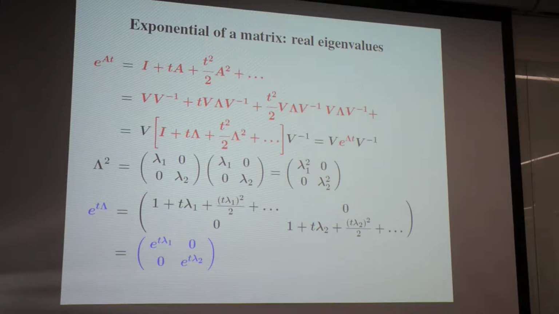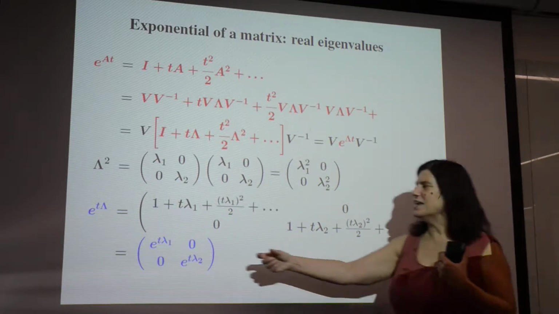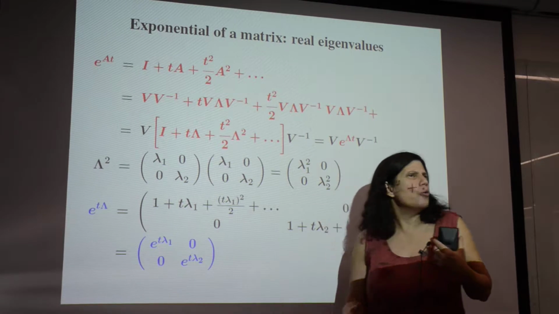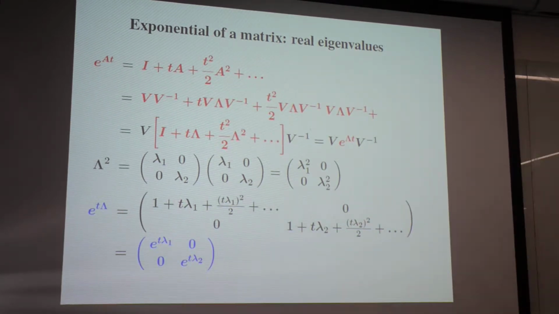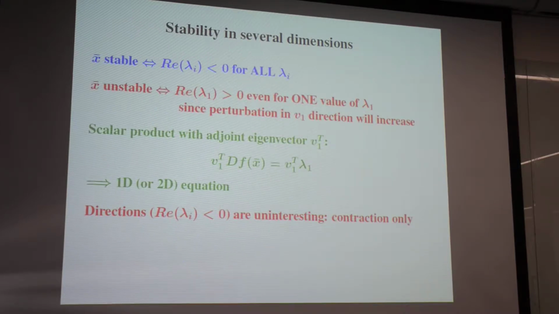We have an n-dimensional system. We have n eigenvalues. So what are we going to do with the information? Some of them might be positive, some might be negative. What do we do with that information? Well, what we do is we say that to be stable, you have to be stable in all directions.